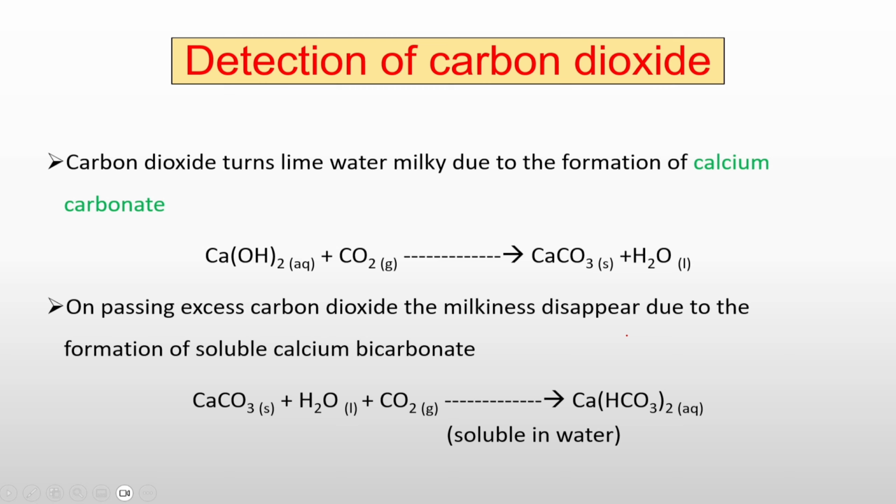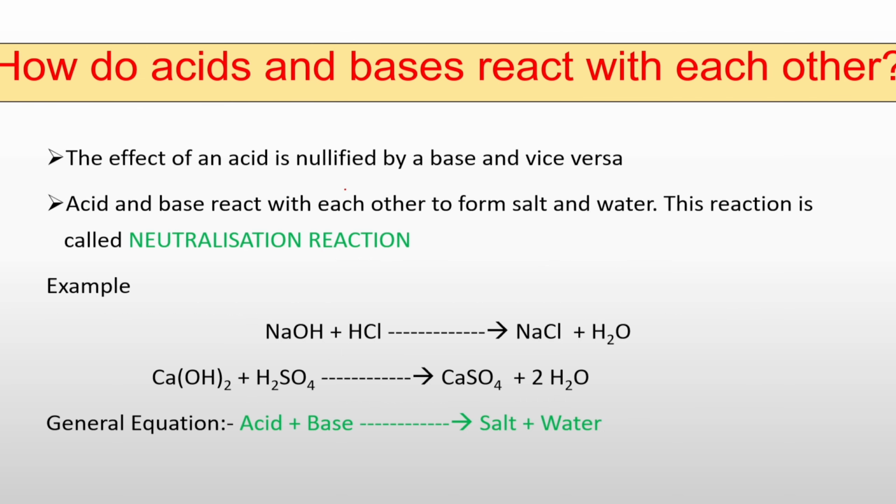Okay, next, we already discussed this part. How can we detect this carbon dioxide? Basically, when carbon dioxide is passed through calcium hydroxide, it gives calcium carbonate. And when you pass excess CO2 through this, again it becomes colorless. So this part is colorless because of formation of calcium hydrogen carbonate, bicarbonate. This part is important.